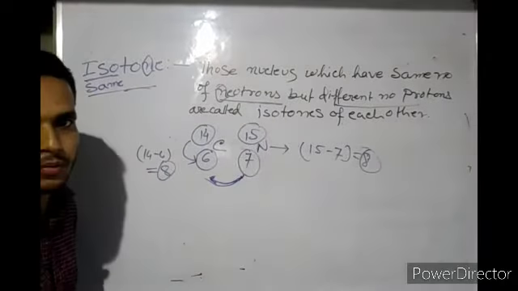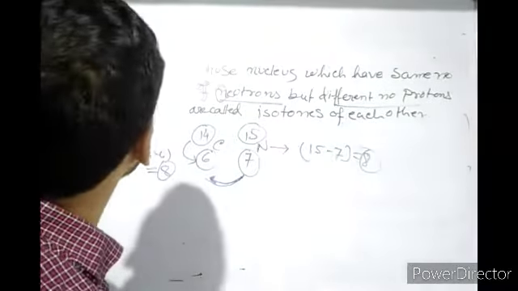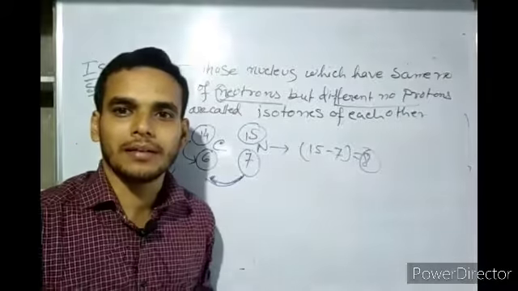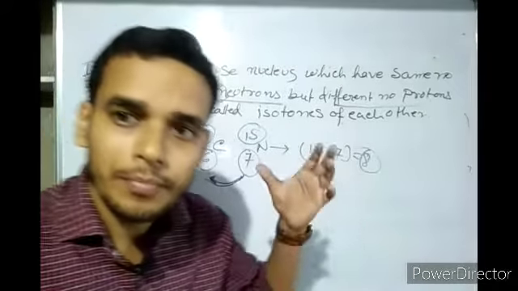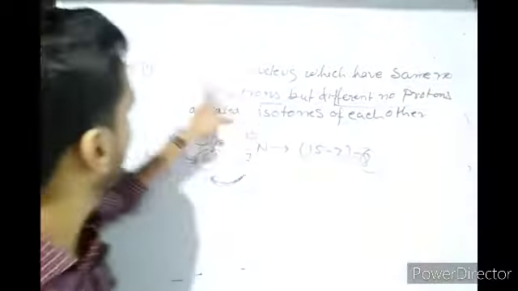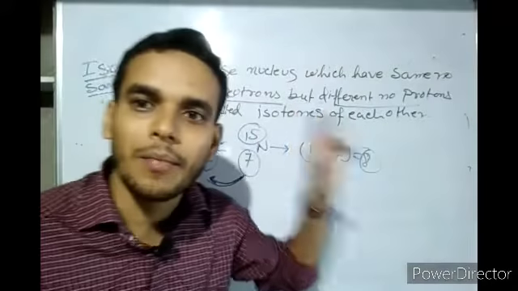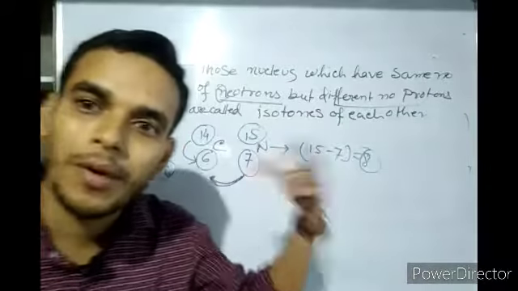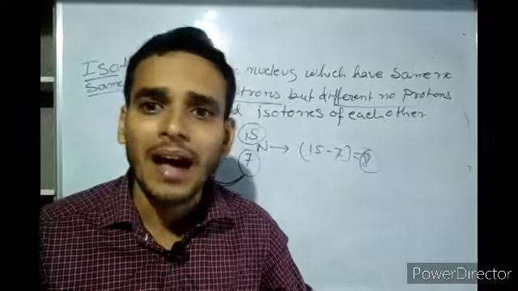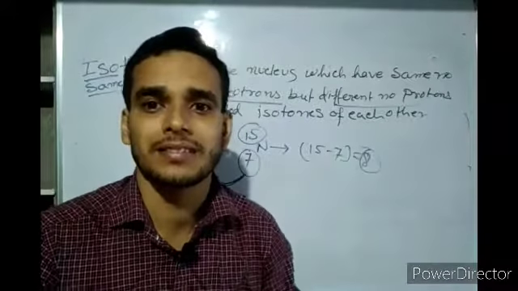Next we come to isobar. Bar means mass number. In isotope we see the same number of protons, in isotone the same number of neutrons, and in isobar the same mass number.